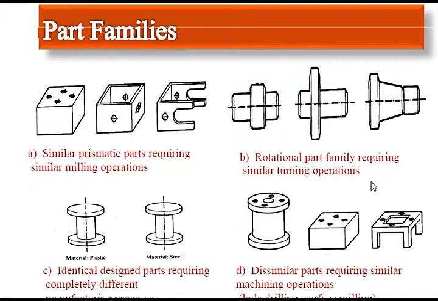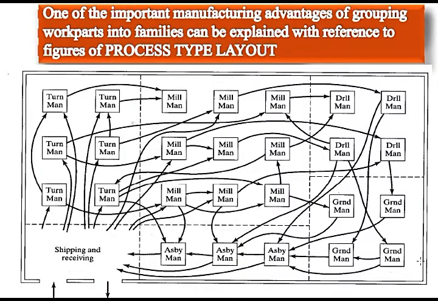The similar prismatic parts require a similar milling operation. The second one is the rotational part. The third one is the identical design part required. This is a dissimilar part. The importance of the manufacturing advantage of grouping work into families can be explained by reference to the figure of the process.